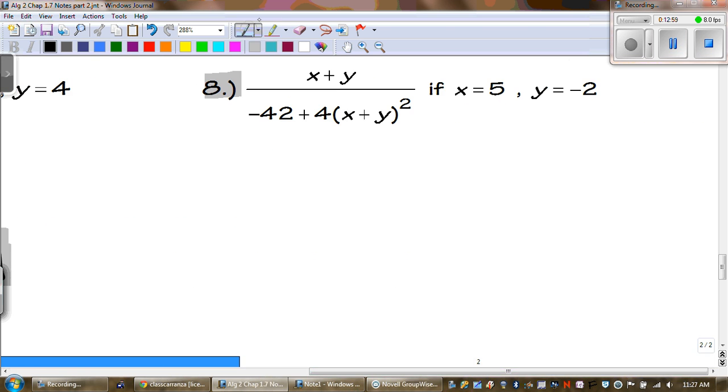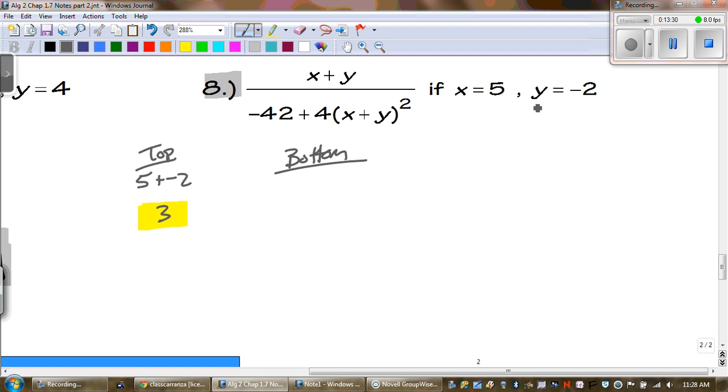Number 8. Number 8, I want us to focus on 2 different things, okay? We've got the top and the bottom, okay? The top, x plus y, turns into 5 plus negative 2, which is a grand total of not negative 3, Mr. Grice, 3. I had it right. I just wanted to put it in the highlighter.